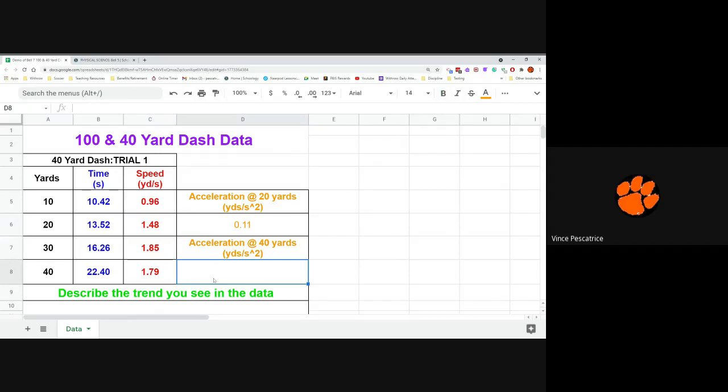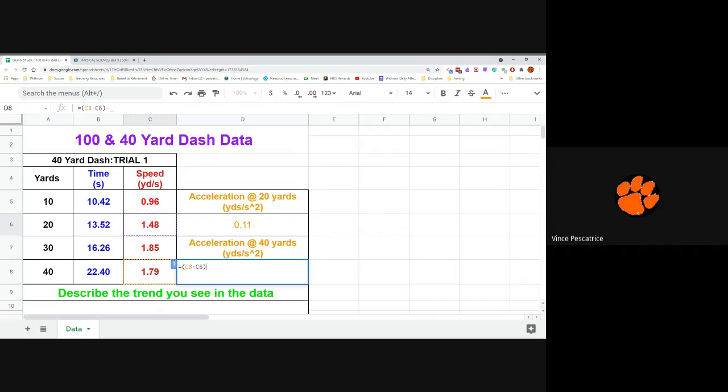All right, let me show you again down here because it changes a little bit. I'm going to start with equals. I'm going to do an open parenthesis. And so I want my change in speed divided by my change in time. My change in speed here was, this was my final speed, 1.79 minus the initial speed, which was 1.48. This is where I want to find my acceleration, right here. So that tells me the change in speed between this one at 40 yards and the halfway point, which is 20 yards.